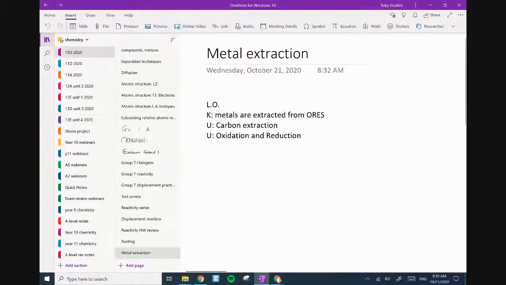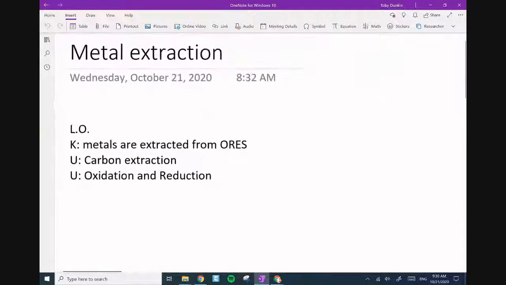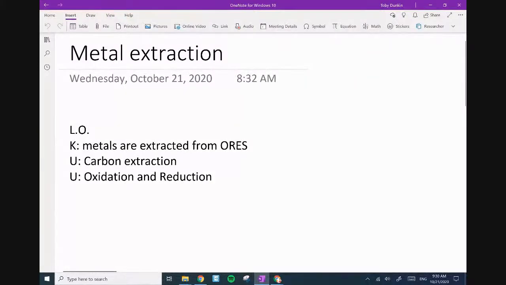Right, guys. Today, we're going to be looking at metal extraction. So we've been talking about metals and metal reactivity for the last 3 lessons, and now we're talking about how we extract them. So the first thing we definitely need to do is just mention this word extraction.